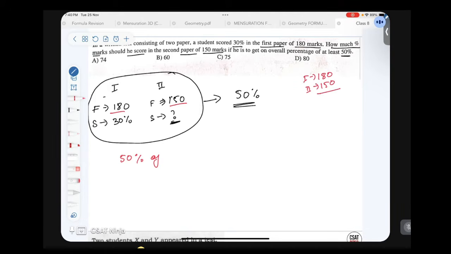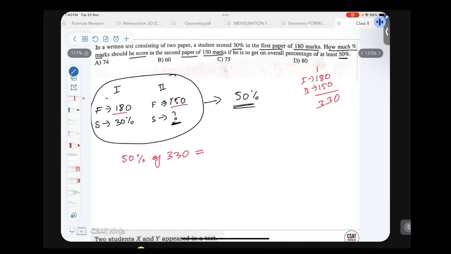Total marks here is 180 plus 150, which is 330. So 330. I need to get 50% of this 330, which should be equal to the paper 1 score plus the paper 2 score. Paper 1 score is how much? He is scoring 30% of 180. Plus, remember one thing here. The full marks for paper 2 is 150, but we don't know how much percent he needs to score of 150.